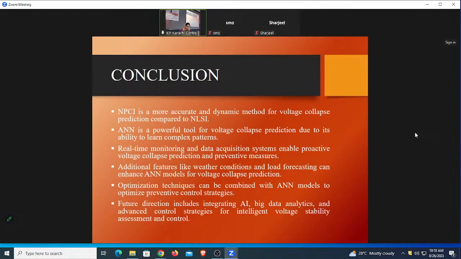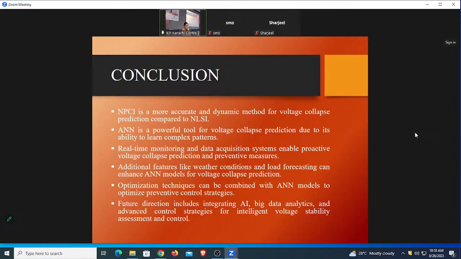So to conclude, we can say that NPCI is a more accurate and dynamic method for voltage collapse prediction as compared to NLSI. ANN is a really powerful tool for voltage collapse prediction due to its ability to learn complex patterns. Real-time monitoring and data acquisition systems enable proactive voltage collapse prediction and preventive measures.